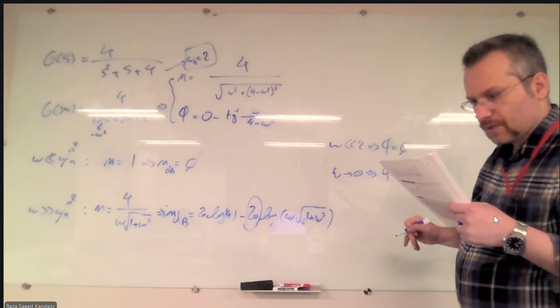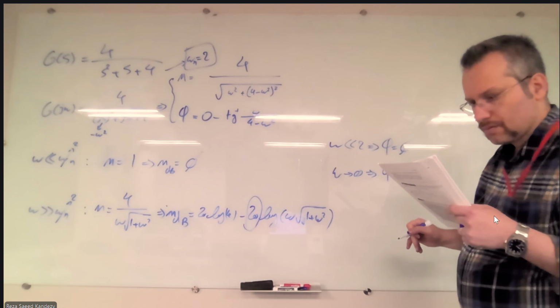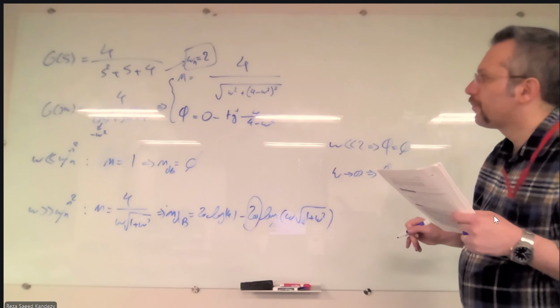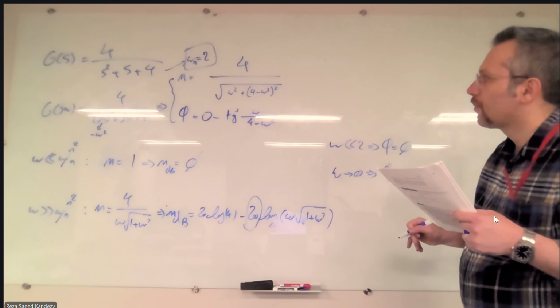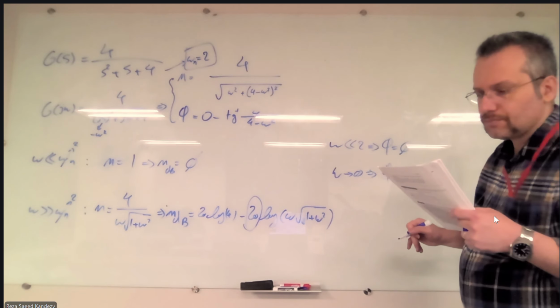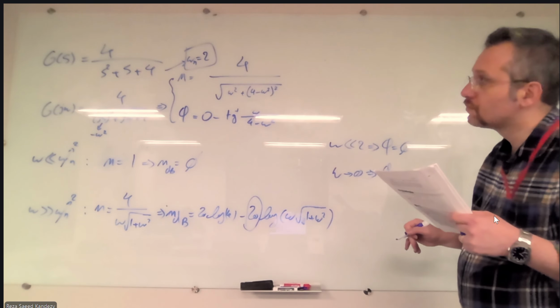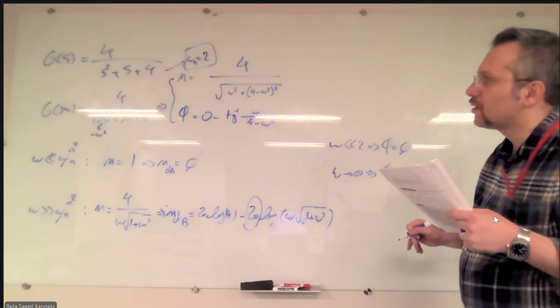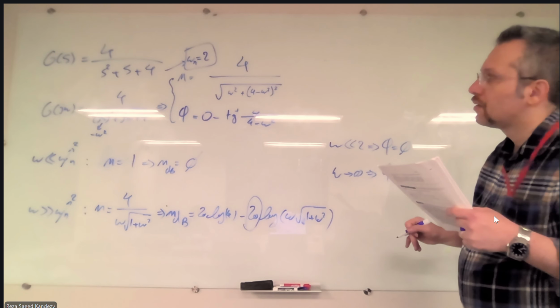I am missing something. There should be a minus 180 somewhere. Minus 1 over omega. I think I'm missing something. 0.